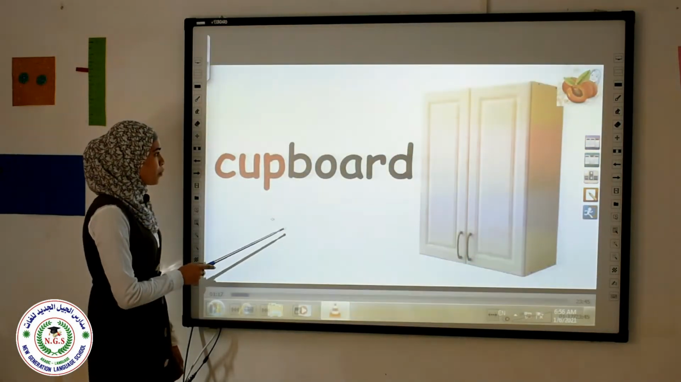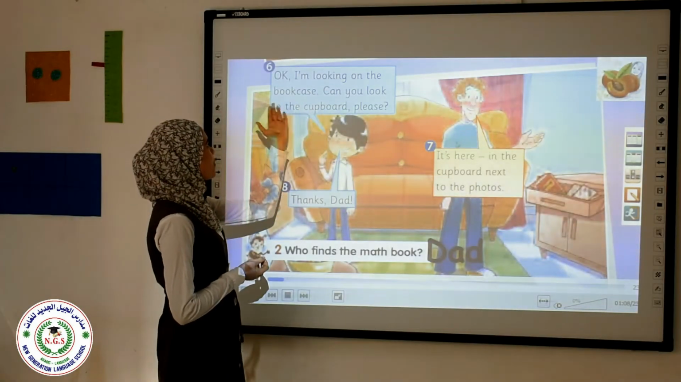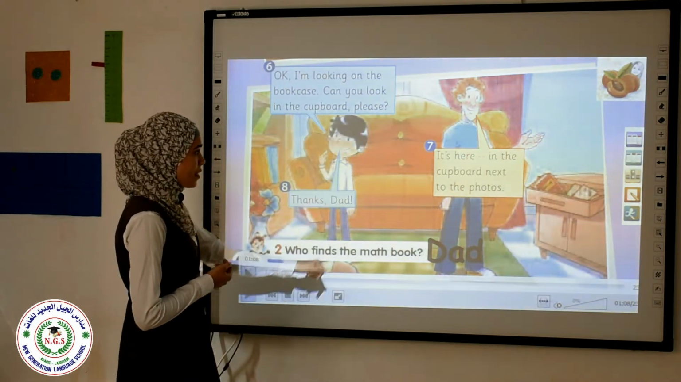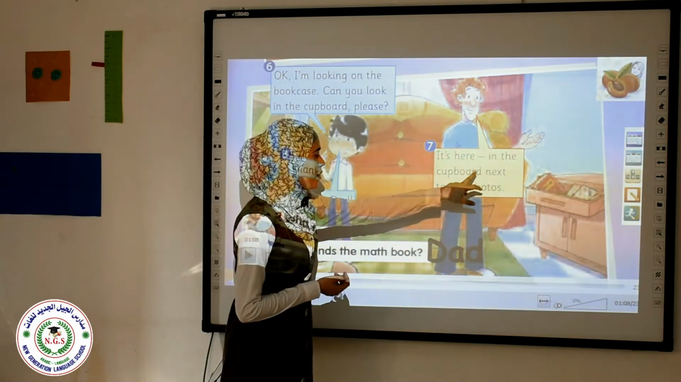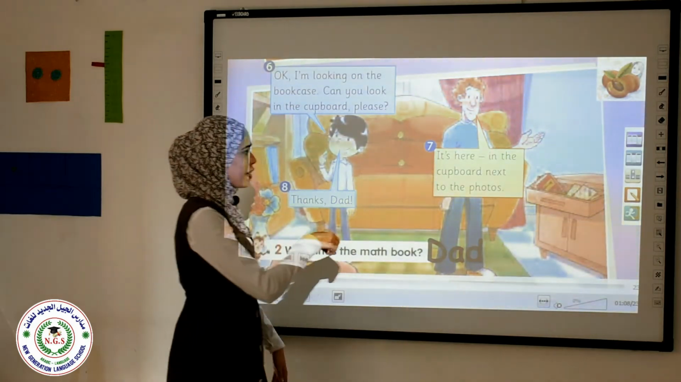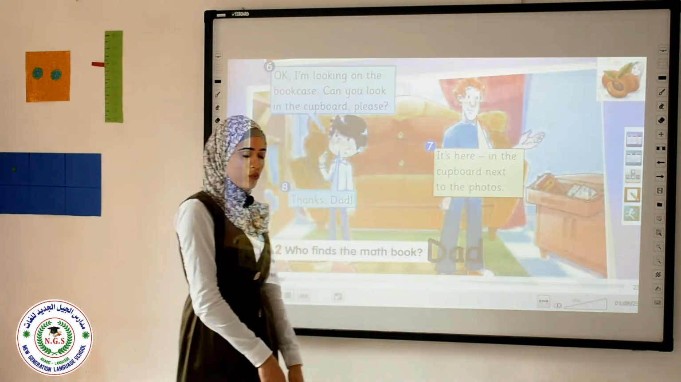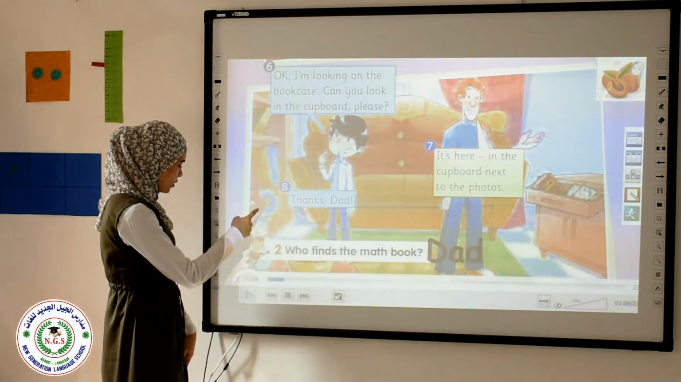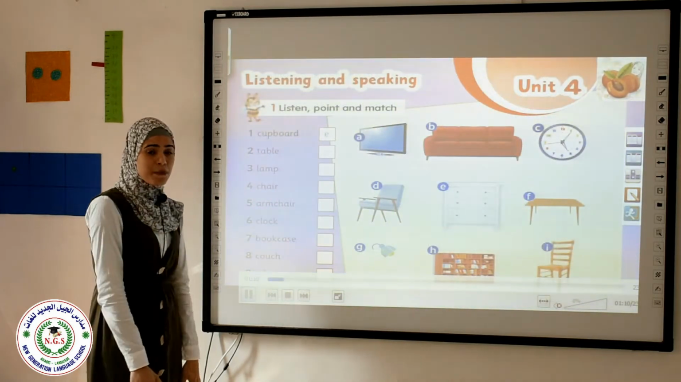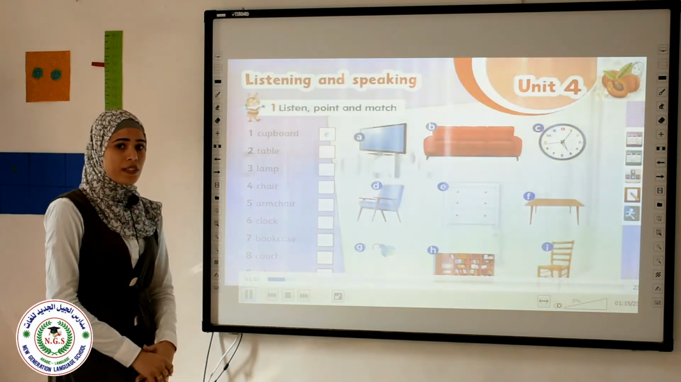We have number 1. Hani, okay, I'm looking on the bookcase. Can you look in the cupboard, please? His dad says, it's here in the cupboard. So he finds the book in the cupboard, especially next to the photos. The last one, Hani says, thanks, Dad. Okay. Now we will move to the vocabulary we have in this lesson.